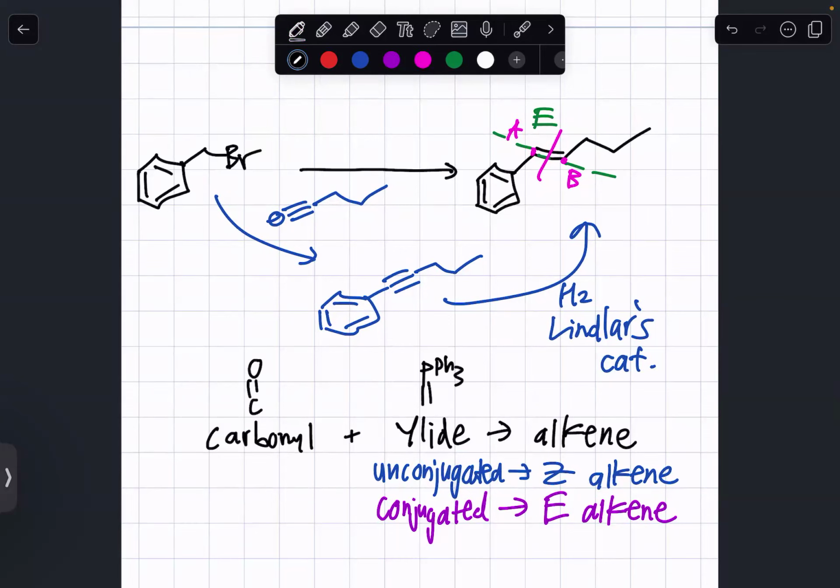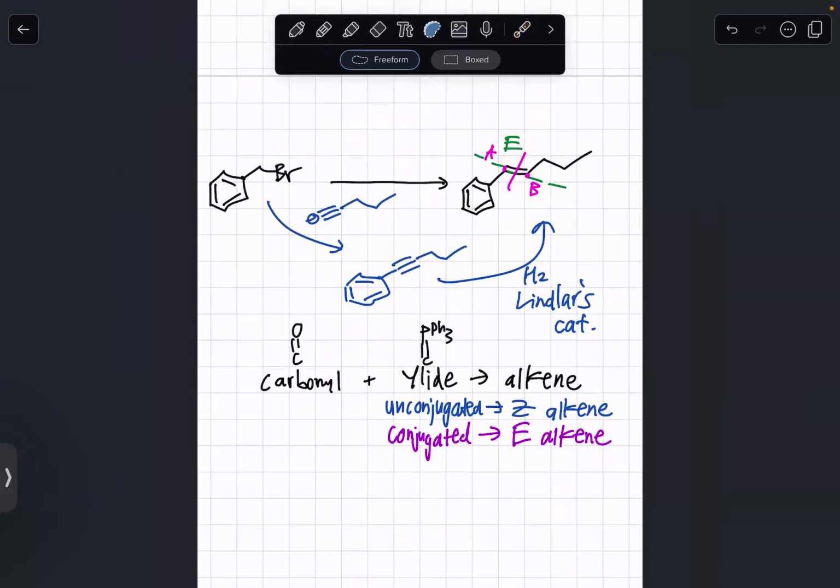What was the question again? Right. So, is carbon A or carbon B of the alkene going to be the ylide group? Which carbon is going to be the ylide, and which carbon is going to be the carbonyl to create this E alkene here? Is carbon A going to be the carbonyl or the ylide? And is carbon B going to be the carbonyl or ylide, if we want the E alkene here?